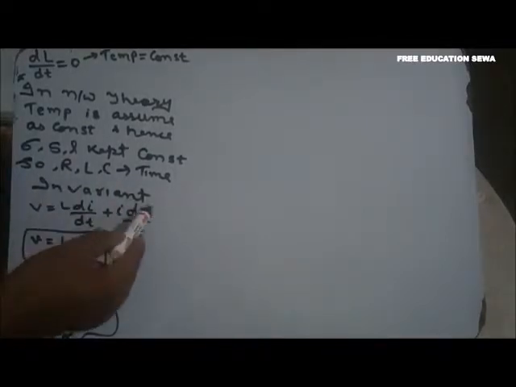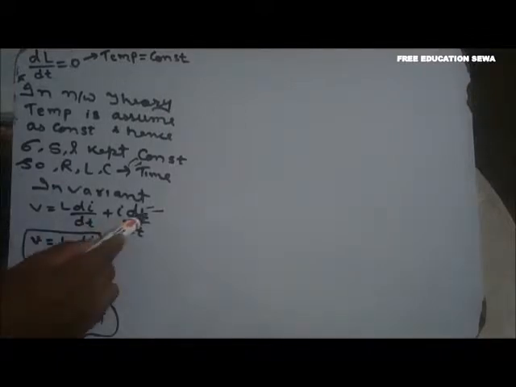Now see, dL/dt is 0 because we assume temperature is constant. In any network theory, temperature is always assumed constant, and hence the conductivity, the cross-section area and the length are kept constant. So R, L, C will always be time invariant, that means their values remain the same throughout time. The differentiation of a constant with respect to time is 0, therefore we eliminate this term. Only this term is applicable as long as temperature is kept constant. Now V equals L di/dt.